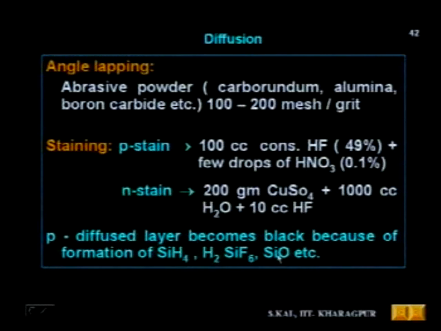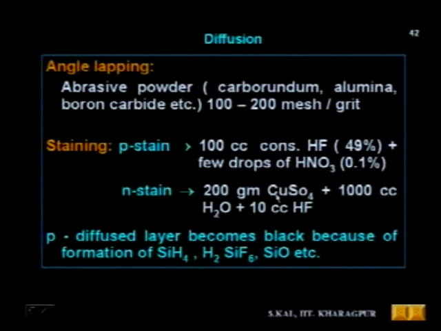SiO2 silicon dioxide, but silicon dioxide will not form; it will form SiO monoxide. So because of the formation of SiO and H2SiF6, the color of that diffused layer will change where you put the stain solution, and after putting the stain solution you have to keep the sample under a high intensity lamp for 1 to 2 minutes.